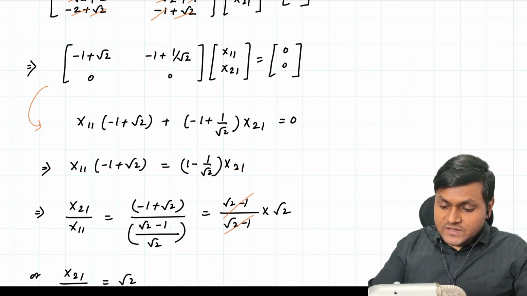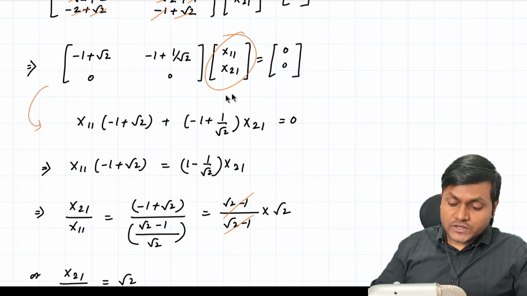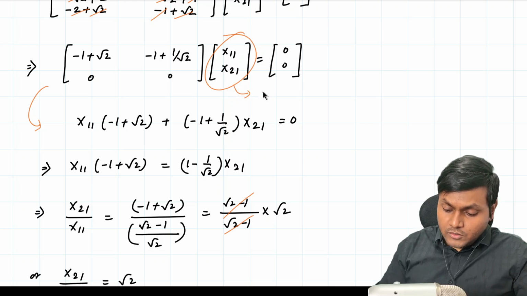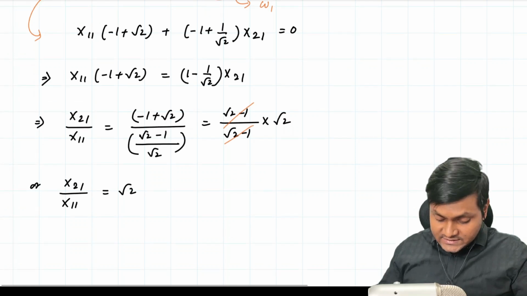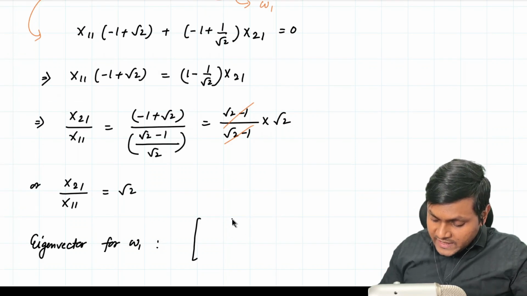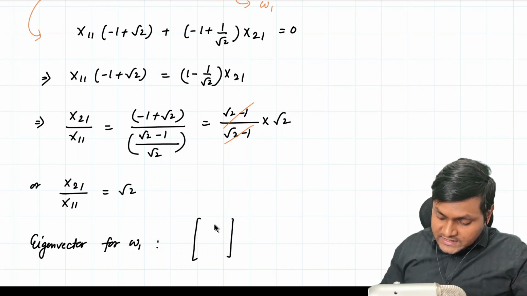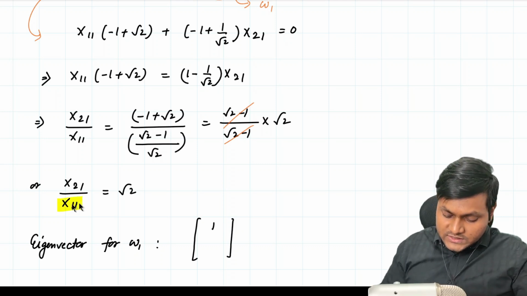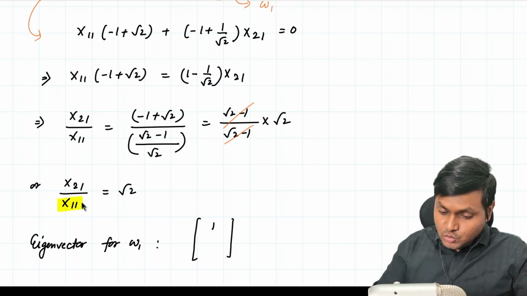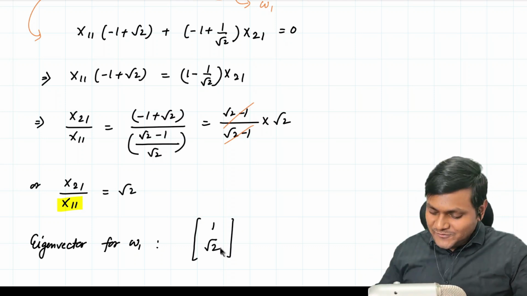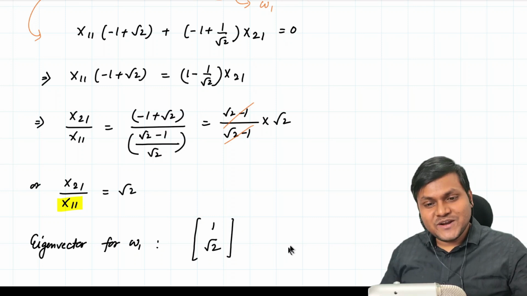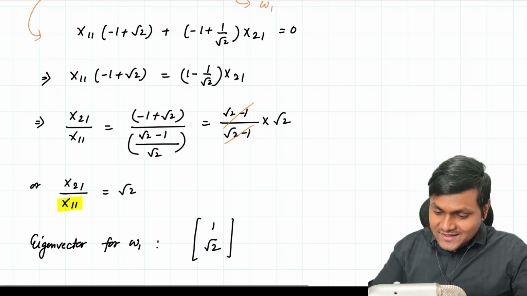Thus, if this is the eigenvector that I have corresponding to omega 1, one of the solutions for the eigenvectors can be written as, let's suppose x11 is 1, in that case x21 will come out to be root 2. So this is one of the eigenvectors corresponding to omega 1.